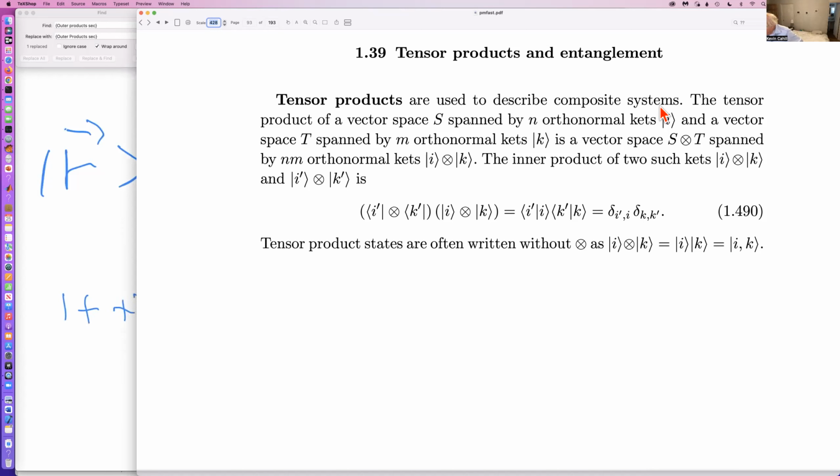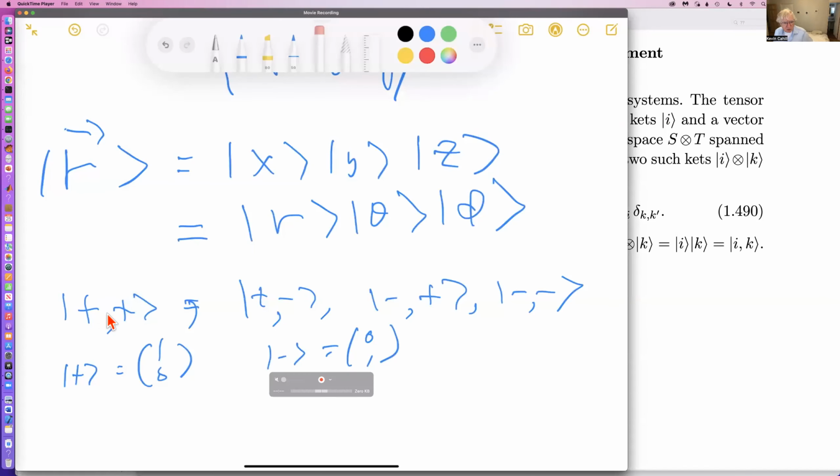or a system of two spin-1/2 particles that could be in the state plus plus, plus minus, or minus plus, or minus minus, where here you could write plus meaning (1, 0) and minus (0, 1). And you often put commas here. This refers to particle 1, particle 2, and so forth.